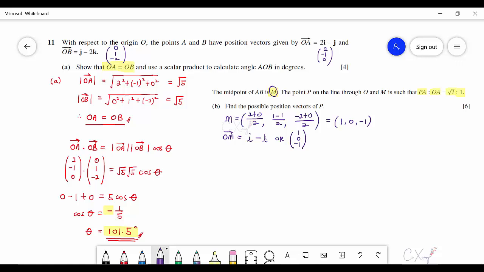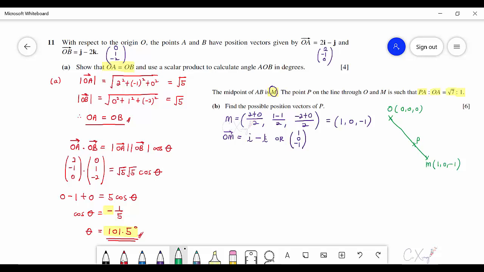Once you have the midpoint, they tell you that P is on the line through O and N. So now you have O, whose coordinates are 0, 0, 0, and the midpoint, which we just found to be 1, 0, -1. So the point P is on this line. P can be any point on the line, so P lies on this line.